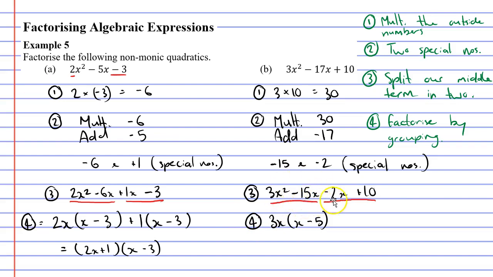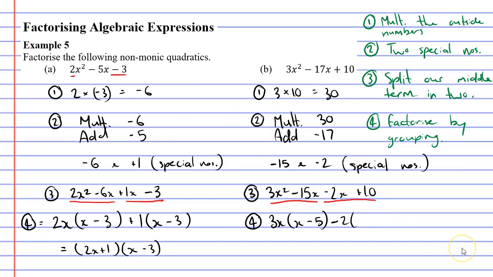What am I going to factor out from the 2 and the 10? Well, 2 fits into both 2 and 10. And I've also got a minus sign here. So I'm going to write this as minus 2. And I'm really hoping that I get x minus 5 in my second set of brackets.